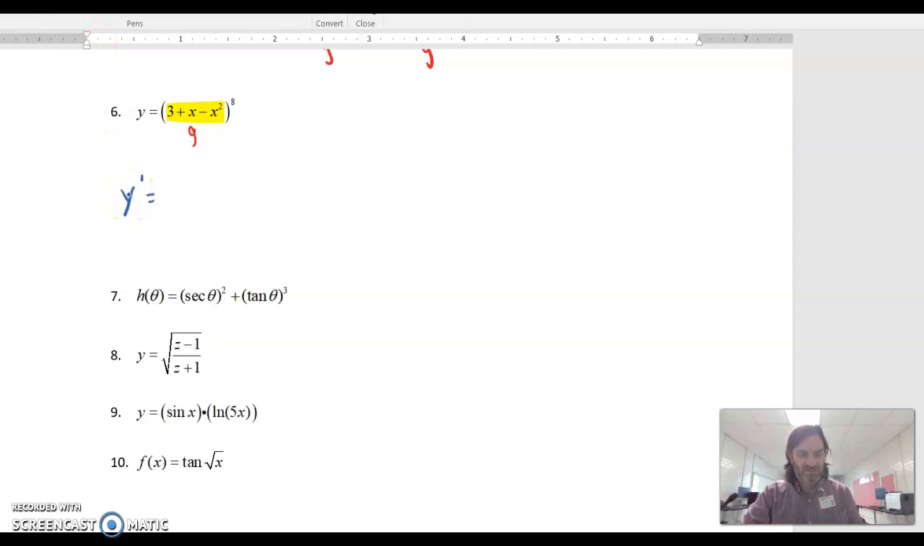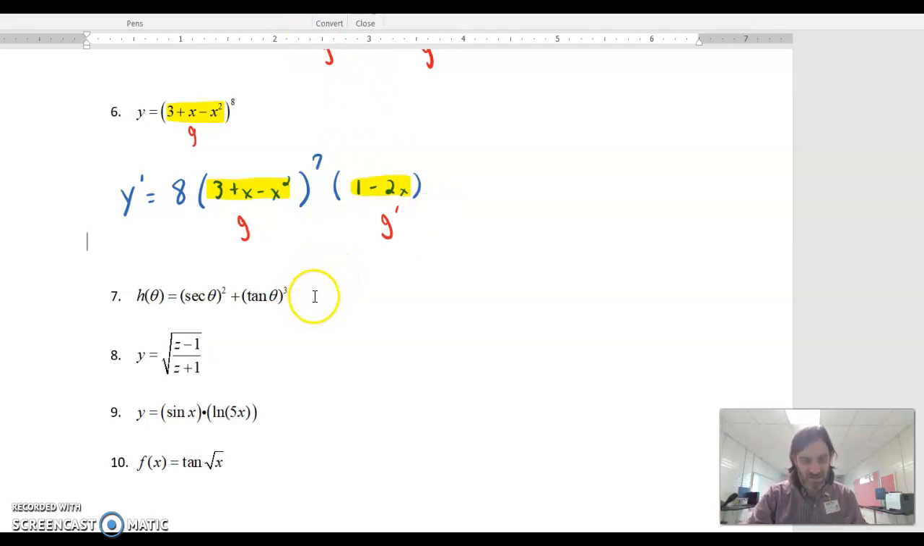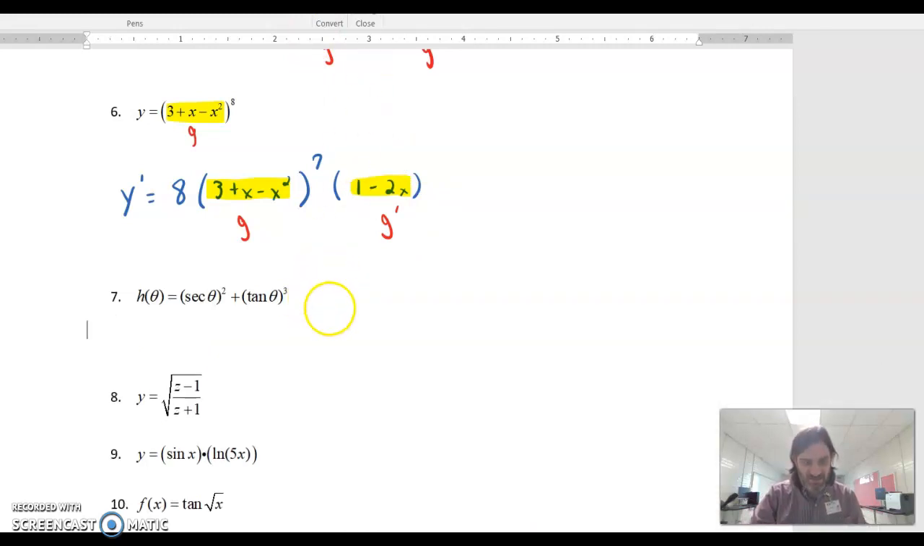So y prime, we'll bring the 8 exponent out front and reduce the exponent down to 7. So then we'll put our original g back in and our g prime on the outside, or our u, however you want to call it. So inside we'll have 3 plus x minus x squared, and on the outside we'll have 1 minus 2x. If you want to clean that up, you can, but make sure you have the right information. All right. Let's try number 7 here.